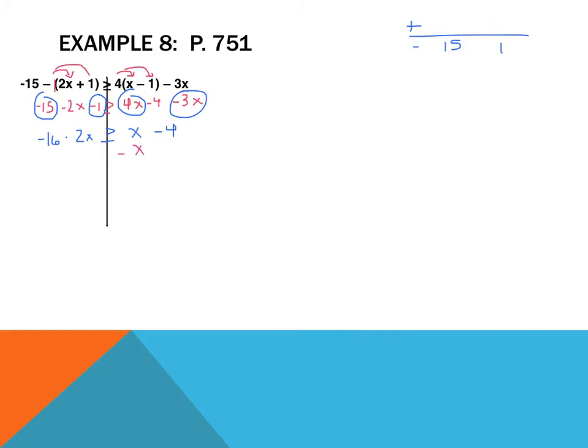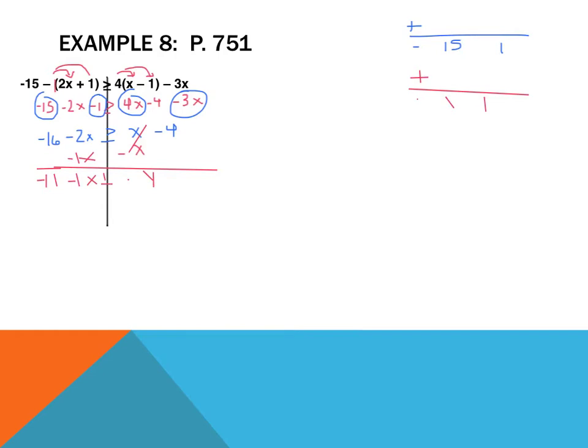So I can cancel my x by subtracting it. Remember, this is the same thing as a minus 1x, so bring down my negative 16. Negative 2 minus 1 is a negative 3, so it's going to be negative 3x. Bring down your minus 4. Don't forget to bring down the sign with the 4.